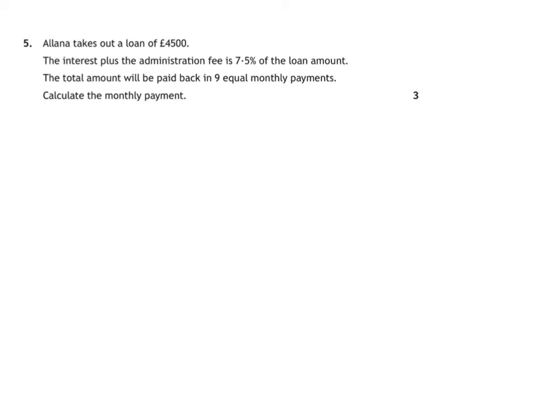Right, question 5. So we have Alana takes out a loan of £4,500. The interest plus the administration fee is 7.5% of the loan amount. The total amount will be paid back in 9 equal monthly payments. We need to calculate what that monthly payment will be. So first of all, we need to work out what our 7.5% is going to be.